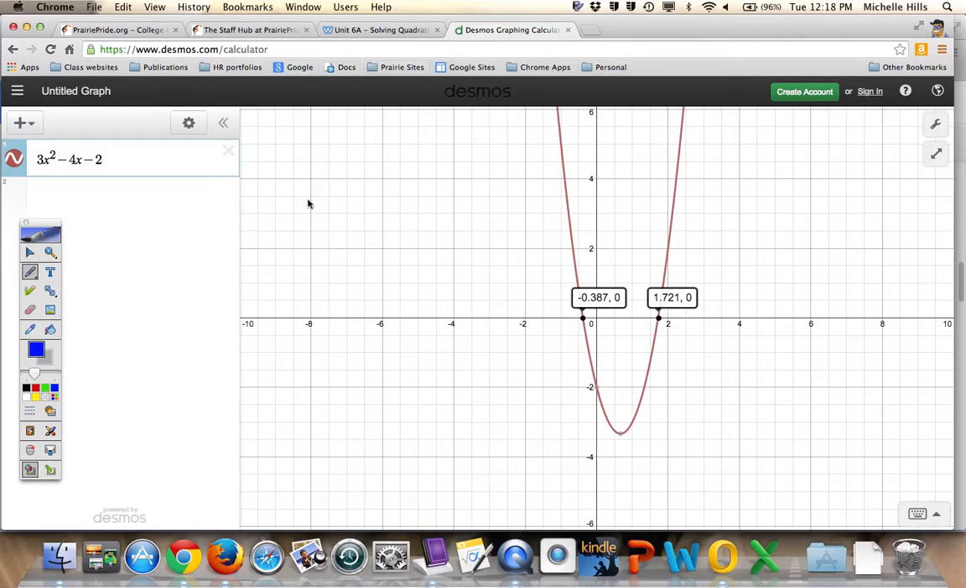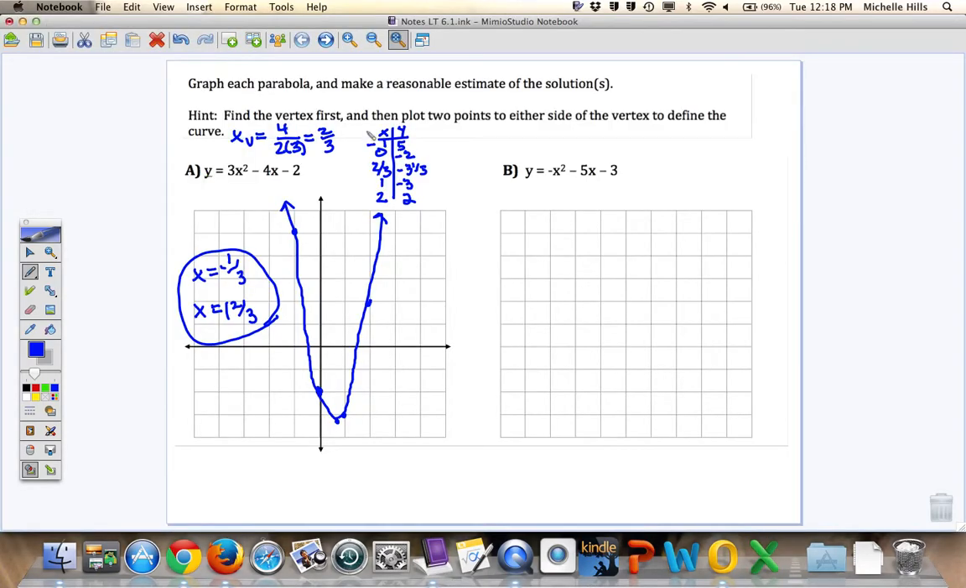But 1 2/3 is at least a reasonable estimate based on my fairly rough graph. Again, your graph should look much nicer than mine. Take a little bit of time to do these neatly enough that you can make reasonable estimates. So, I look at B.